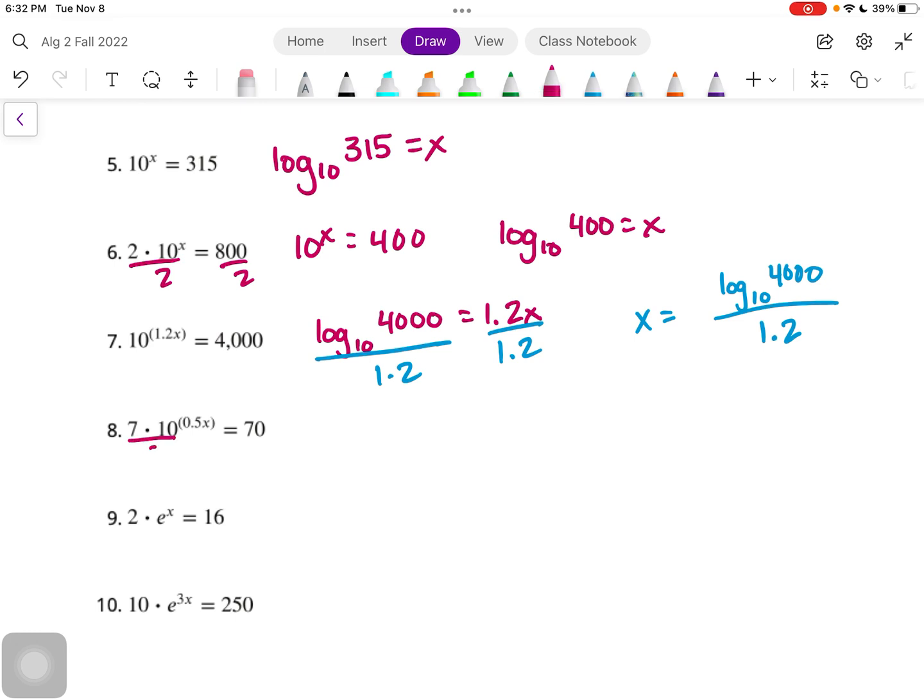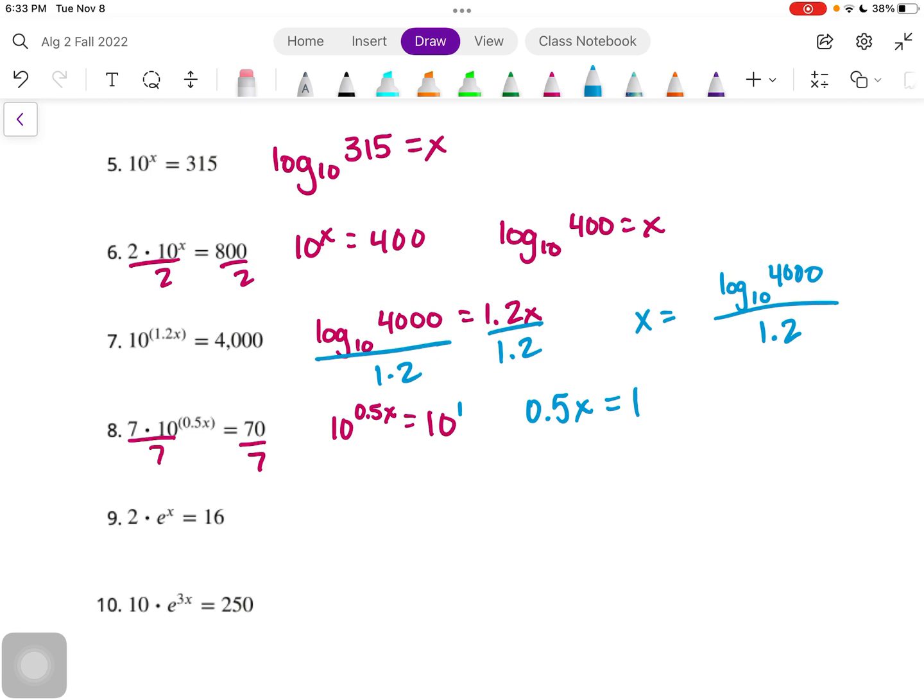All right, number 8. Again, I'm going to divide by 7, just to get my 10 to the 1/2 x by itself. So I have 10 to the 0.5x is equal to 10. And then I know that this is really 10 to the power of 1. So 0.5x is equal to 1.